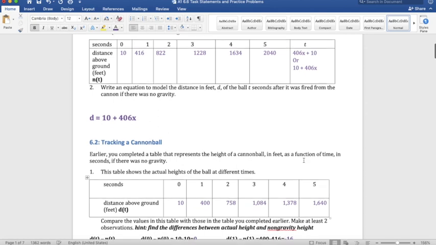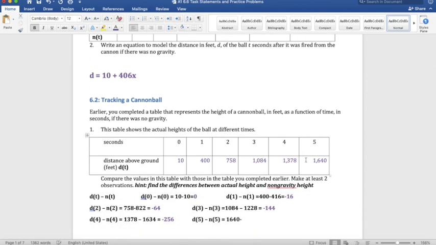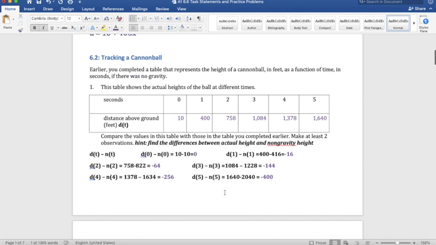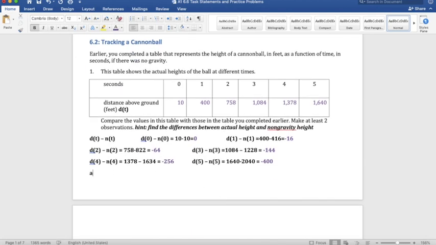D of 5, 1,640 minus 2,040. All right, let's see, that's just negative 400. Okay, so there's our numbers. Take a minute and pause and see what do these numbers have in common, do you think? Do they have a relationship? Well, yes they do. They're all negative. They're all also multiples of 4.